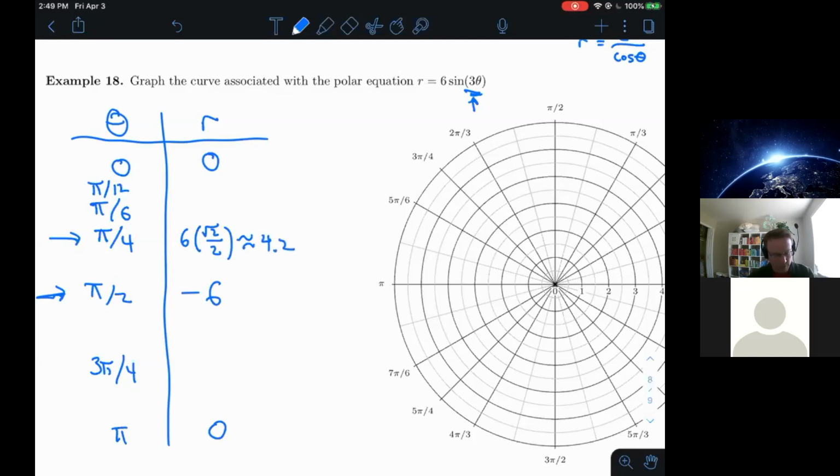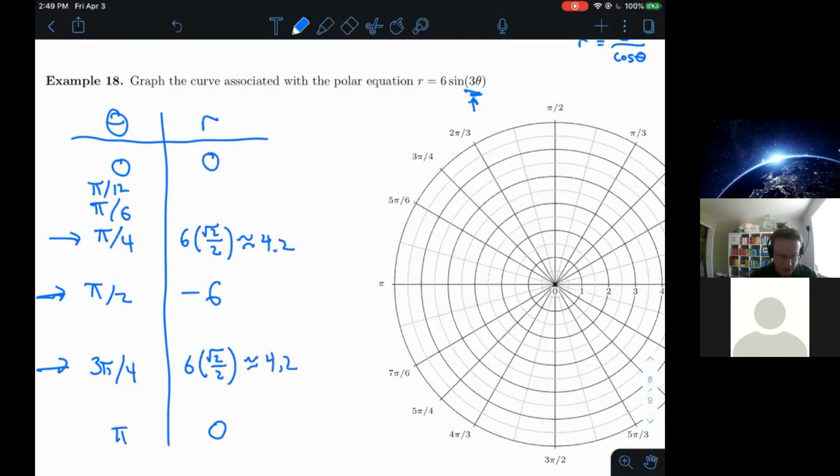If you were to plug in 3 pi over 4, again, when you multiply it by 3, you're going to get 9 pi over 4. This one takes a little bit. You actually go all the way around the circle and then some, and you're going to end up with the positive √2 over 2 again. And so this is going to be equal to 4.2.